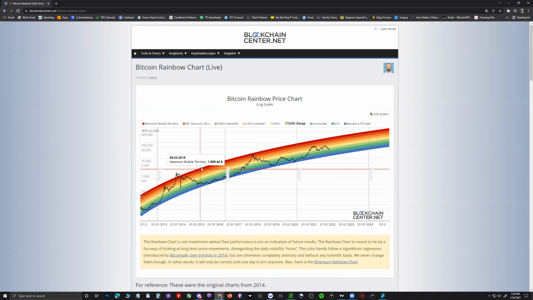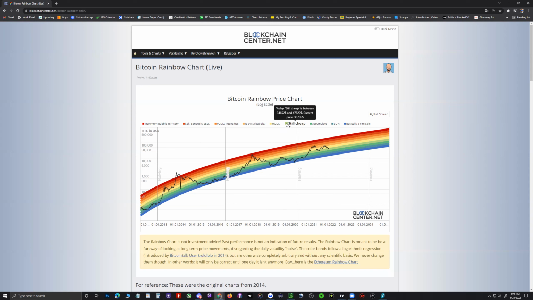The red part here is maximum bubble territory. Basically what that means is if you have big enough balls to hold until it gets to the red, you might want to sell because there's a good chance that it's going to start coming back down towards the blue. Reddish orange is sell, seriously sell. Orange is FOMO intensifies. Light orange is, is this a bubble? People aren't sure if it's a bubble yet, but it's getting close. Yellow is hold.